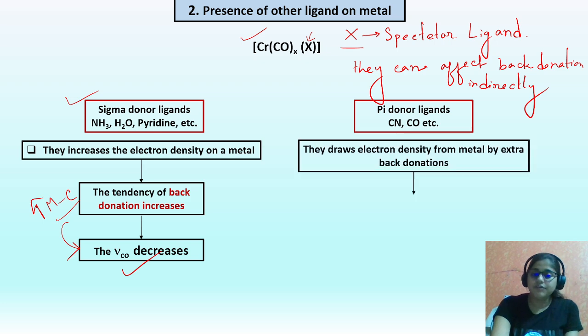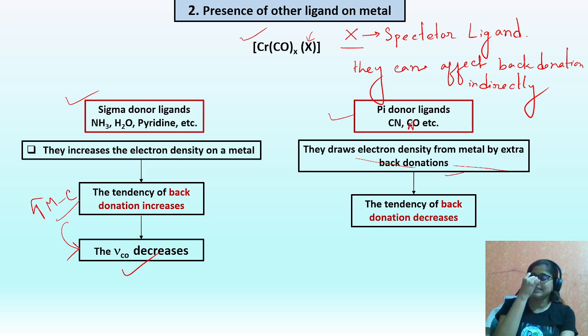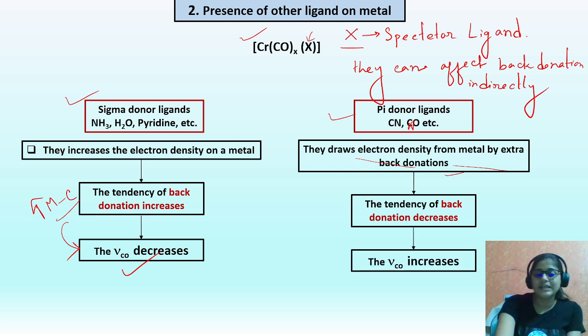Now, if pi acceptor ligands are there, like CN, NO, or another CO when we are talking about a particular CO, they draw electron density from the metal by extra back donation. They bond with the metal by sigma donation, obviously, but they can also draw electrons from the metal as pi acceptors. As a result they decrease the metal electrons, so back donation will decrease. It has a negative impact on back donation, but a positive impact on nu CO, the bond strength of CO, as now a smaller amount of electron density will be donated to the pi star of CO. So nu CO increases.